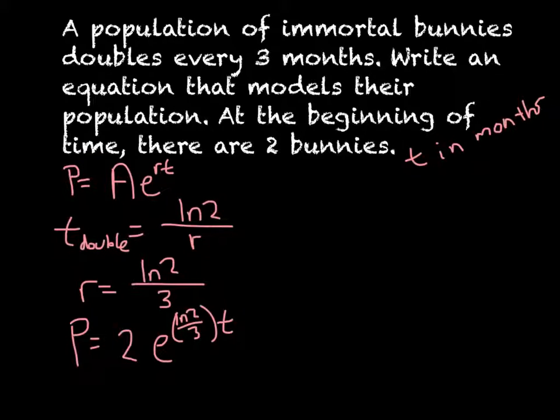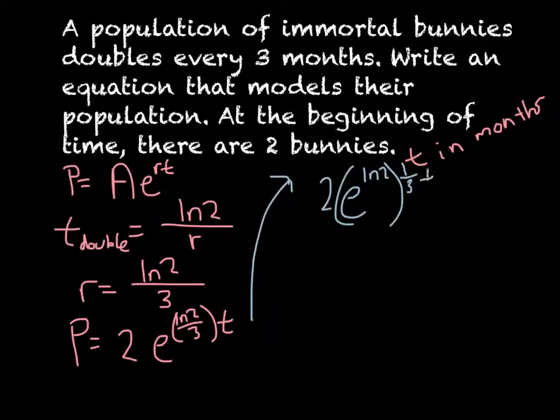But if we look at this, we can simplify it a bit. We can write this as 2 times e to the power of the ln of 2 to the power of 1/3 times t. And then e to the power of ln of 2 is just 2, so that gives us 2 to the power of t over 3. In other words, we can also write our population model as p equals 2 times 2 to the power of t over 3.